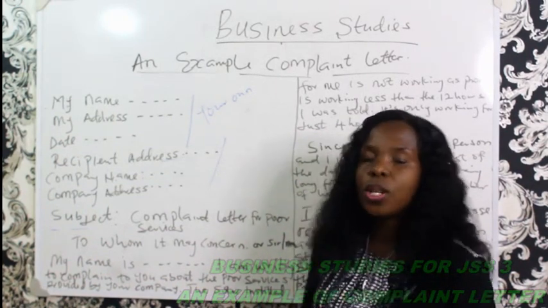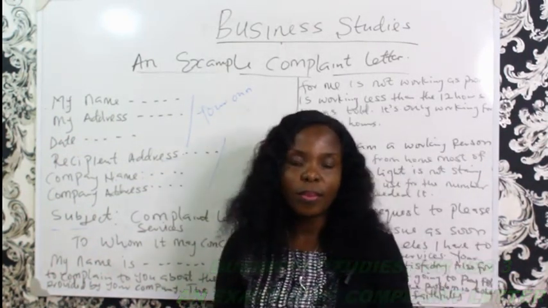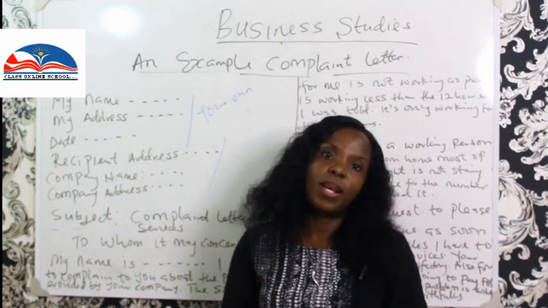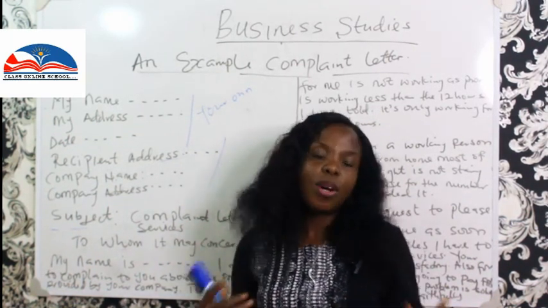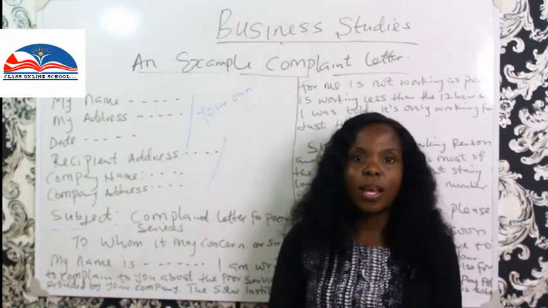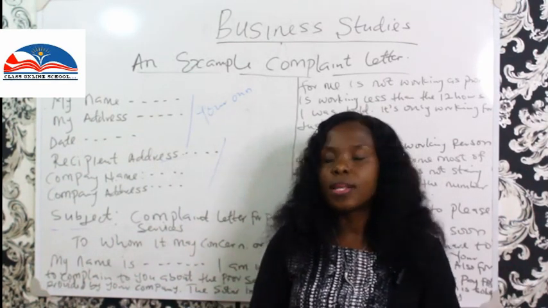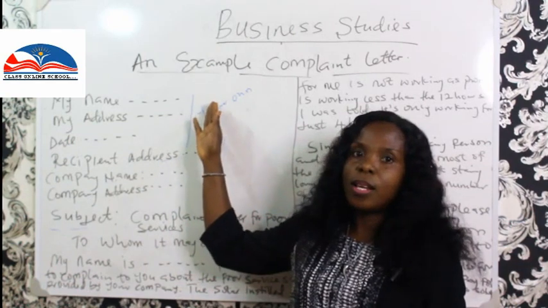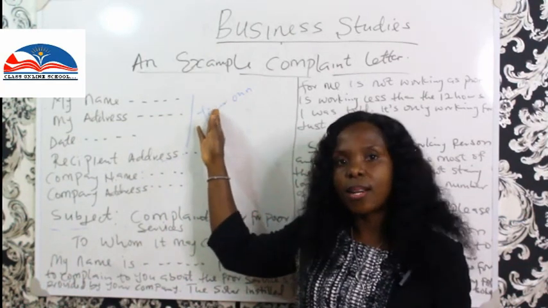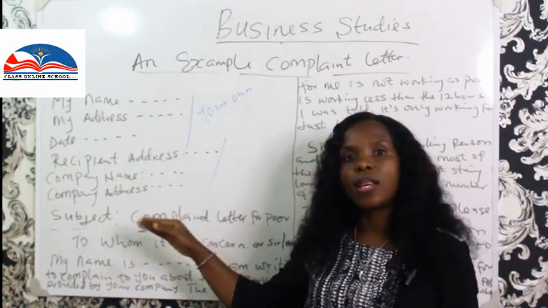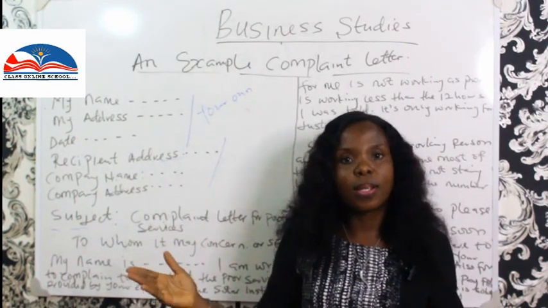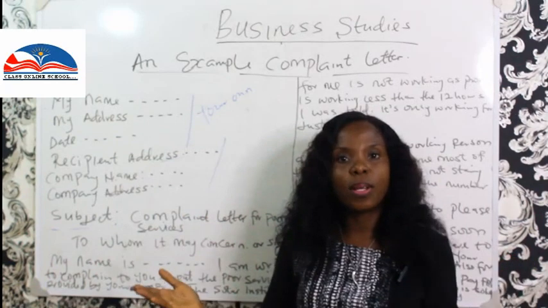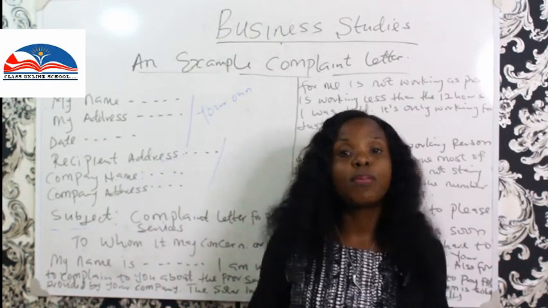The assignment I'm going to leave for you is this. Write a letter of complaint about a product. This one I wrote is for a service. I want you to write for a product. It follows the same format. The writer has the complainant address, the recipient address, subject, substandard products. You go further to: to whom it may concern.